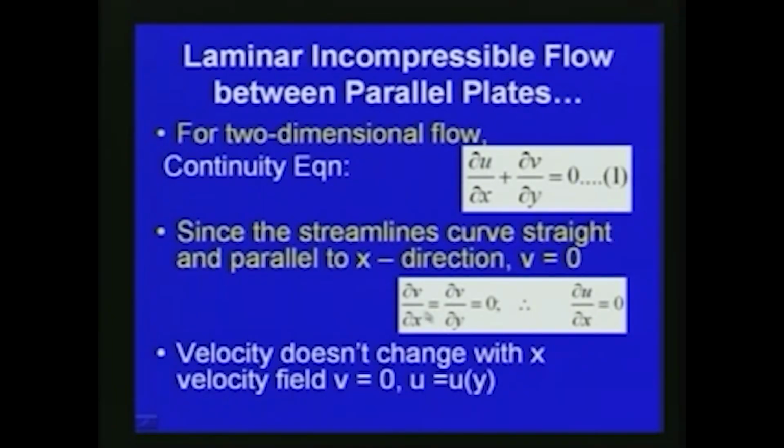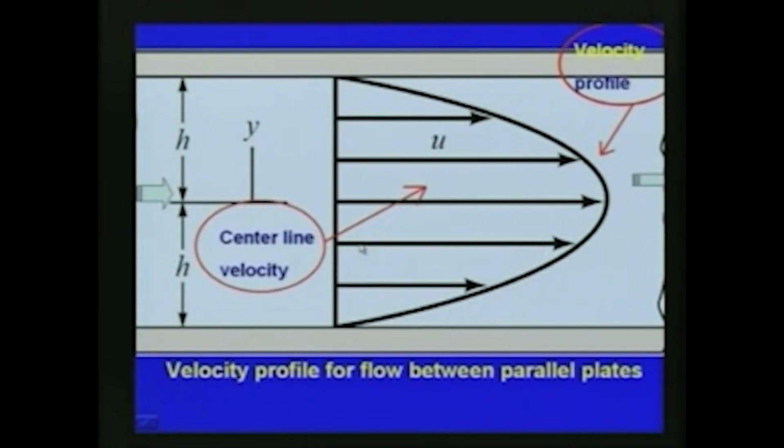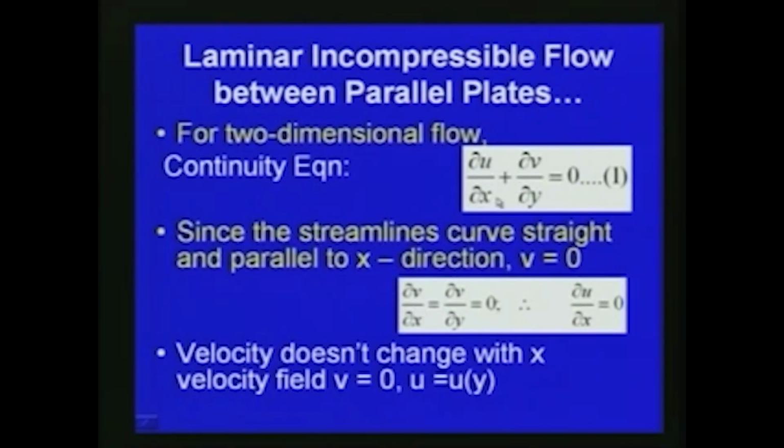So since v is equal to 0, del v by del x is equal to del v by del y is equal to 0. If we put this in the continuity equation, we can write del u by del x is equal to 0. So for this particular case, laminar incompressible flow between parallel plates, velocity does not change with x, the velocity component v is equal to 0, and the velocity u is changing with respect to y only. As you can see in the plot, the velocity is varying with respect to y only. So u is a function of y as written here.